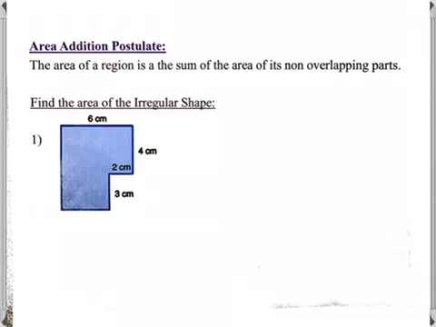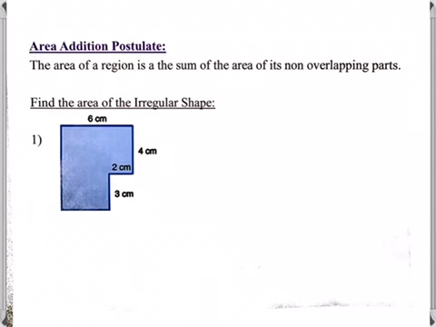The area addition postulate: the area of a region is the sum of the area of its non-overlapping parts. So to find the area of an irregular shape, you can merely break it down into easier shapes and then add up all the areas of the shapes that make it up to find the total area.